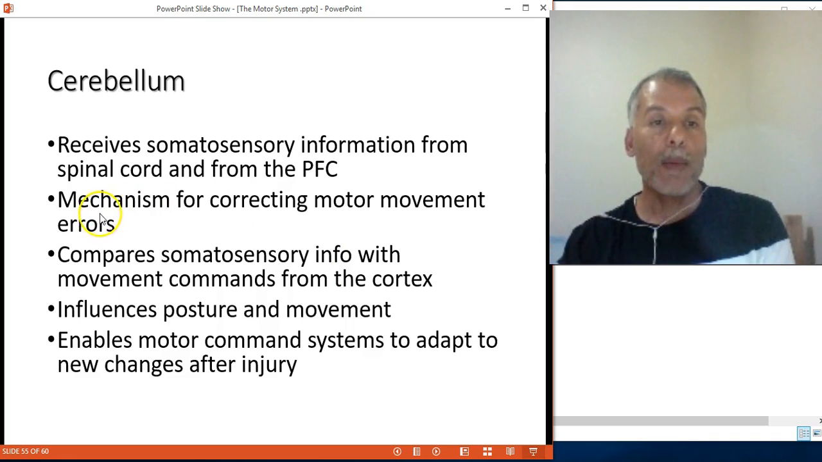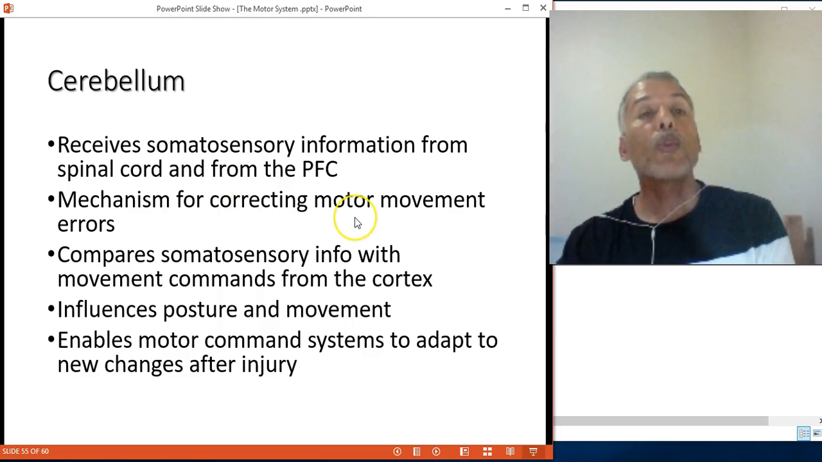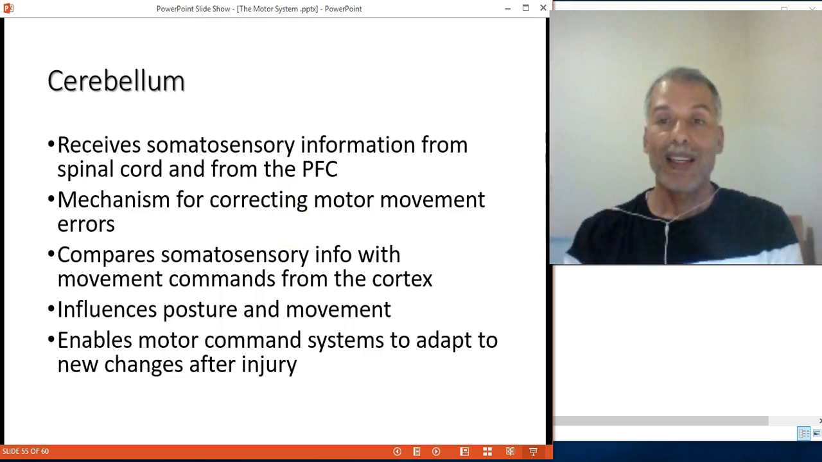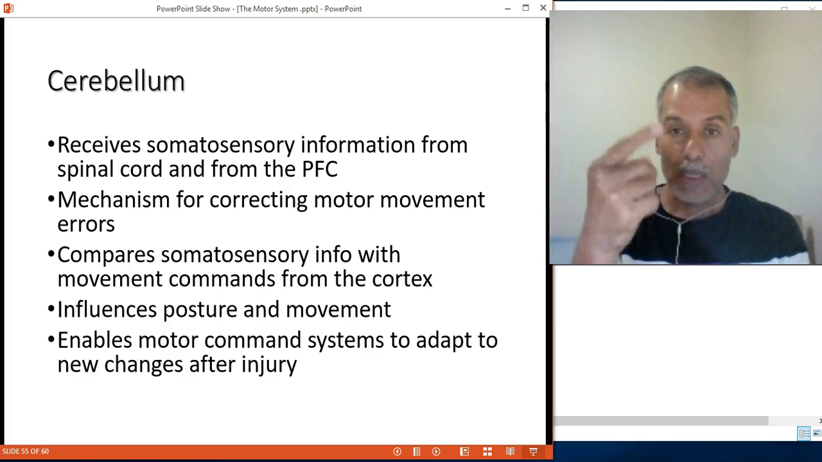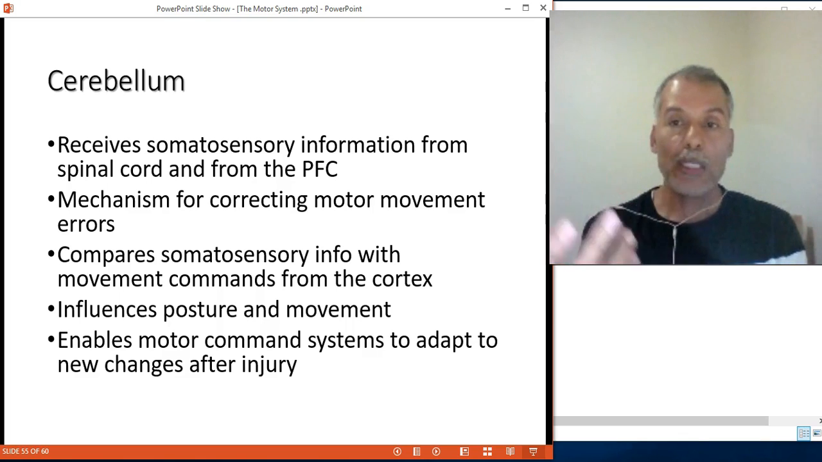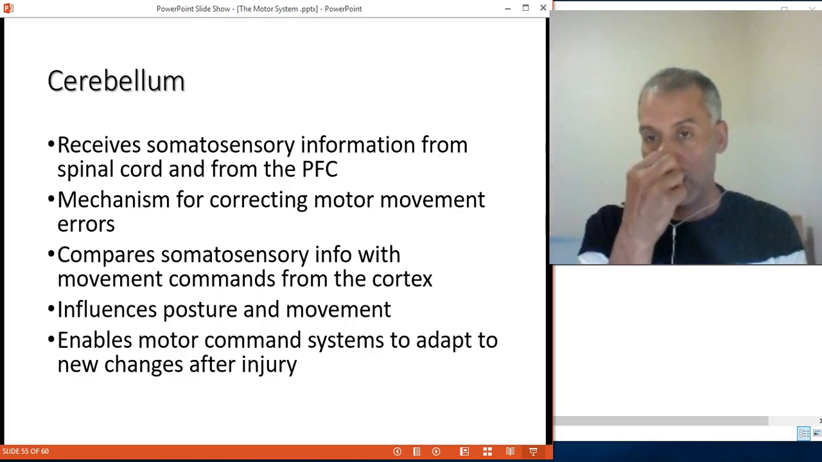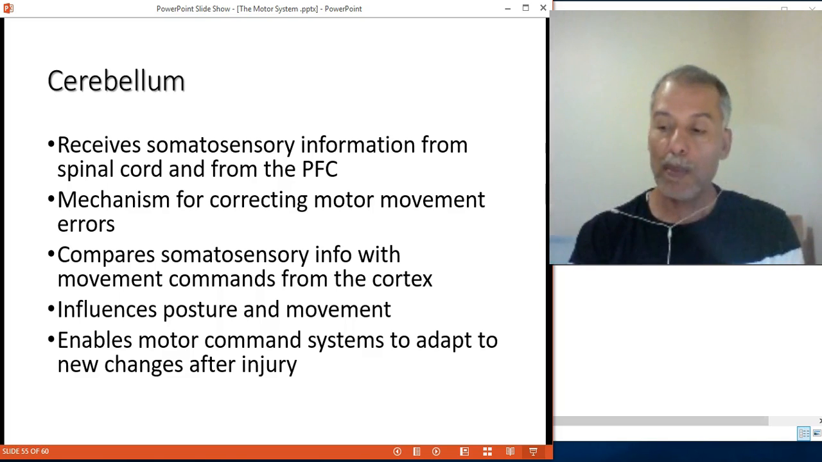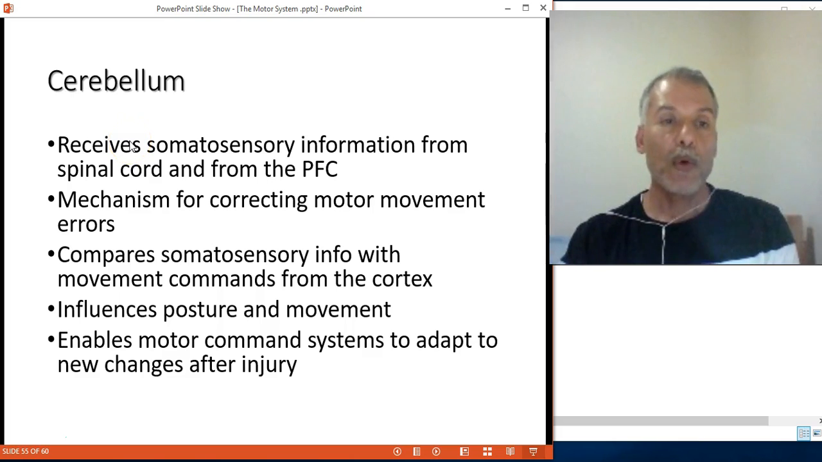The cerebellum is a mechanism for correcting motor movements. If there are errors, the cerebellum is able to correct them. It gives you balance. It gives you refined movements. And it is very important for motor learning, like in dancing, the sequence step by step, karate, the different things that require step by step. The cerebellum is very important in that.